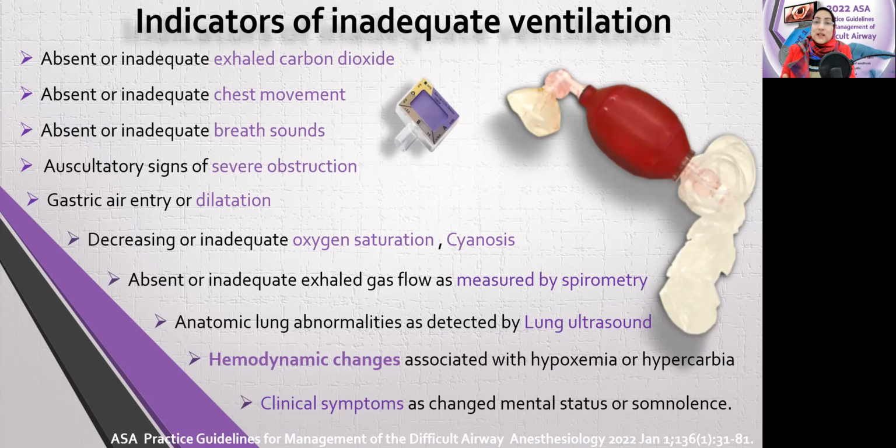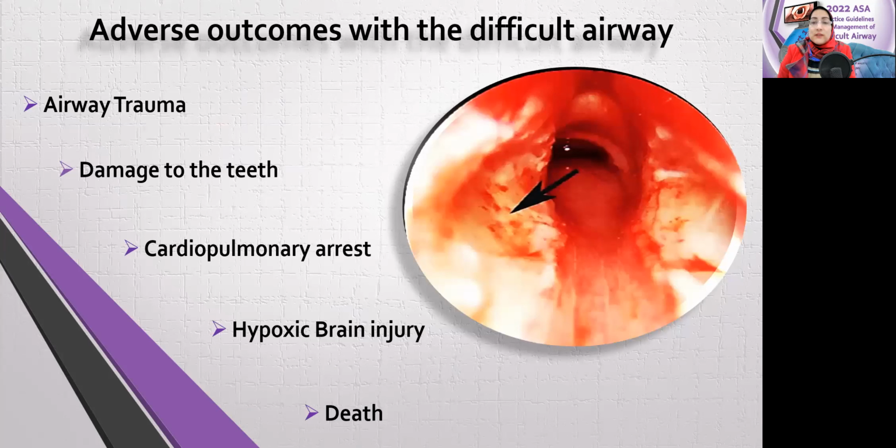God save us from facing inadequate ventilation. Because if you fulfill these criteria in your patient and you can't intubate your patient, you are in an emergency situation. You have to rapidly call for help and start a surgical airway. Okay. Adverse outcomes with difficult airway. Difficult airway is a catastrophe, and manipulating the larynx and three-attempt direct laryngoscopy is very traumatizing. It may lead to airway trauma, damage of teeth, or cardiopulmonary arrest, God save us, or hypoxic or ischemic brain injury.